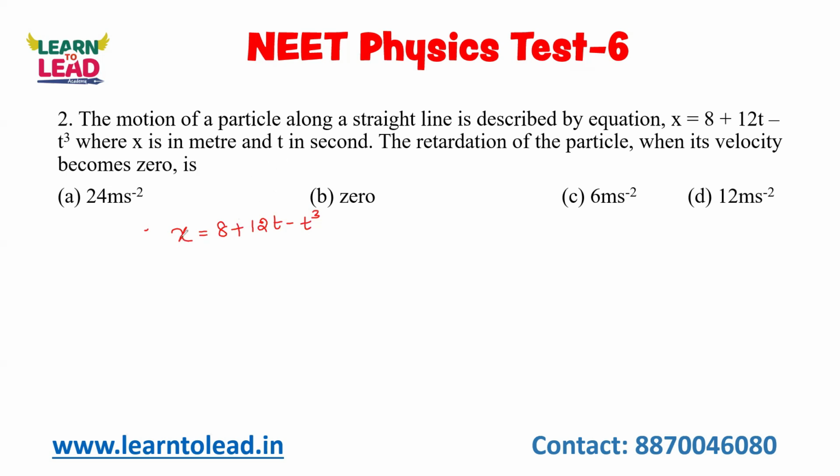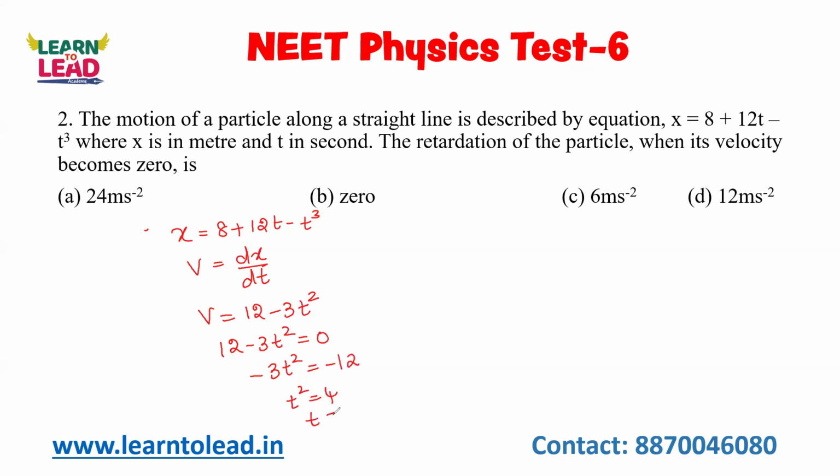Okay. Now, from this we can find out the velocity. Velocity is nothing but the derivative of displacement with respect to time. So what is the velocity? 12 minus 3t square. They're asking what is the retardation when its velocity becomes 0. Now, when its velocity becomes 0, 12 minus 3t square becomes 0. So, minus 3t square is equal to minus 12. Okay, t square is equal to 4 and time taken is 2 seconds.